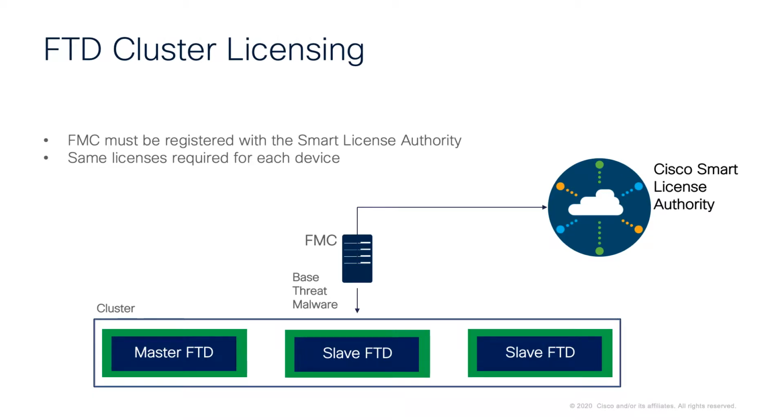The same applies for clustering. Again, the FMC must be registered with the Smart License Authority, and we need the same number and the same types of licenses for each device or security module within the cluster. So in this case, you can see we have our 3 devices. They all come with the base license, but if we want to apply the threat and malware capabilities, then we need to make sure that we have 3 threat licenses and 3 malware licenses as well.